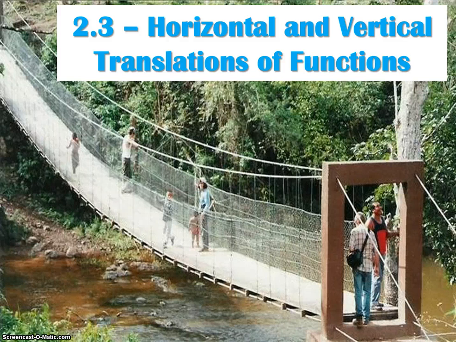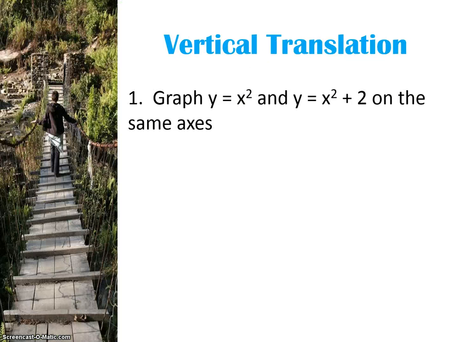In the past, we've always talked about horizontal and vertical translations towards parabolic shapes, such as a bridge. But now we can apply translations to new types of functions. But before that, let's just review the parabolas first. If we had to graph y equals x squared, which is the original parabola, and then also y equals x squared plus 2, you know that the plus 2 is going to move the whole graph up 2.